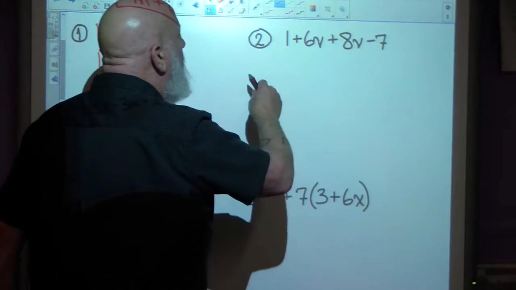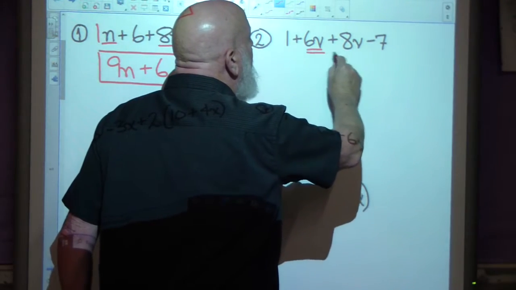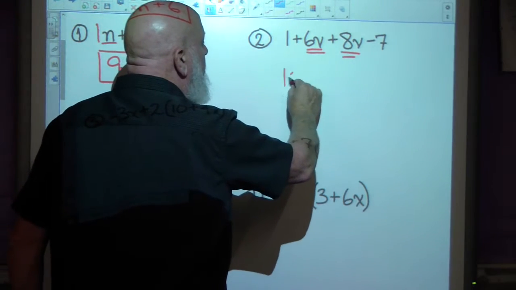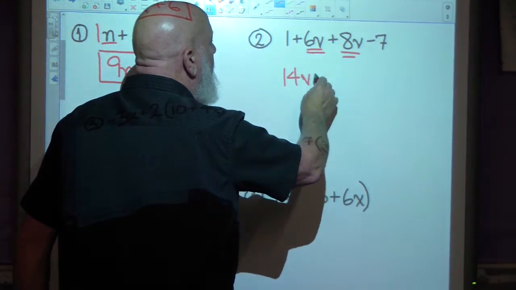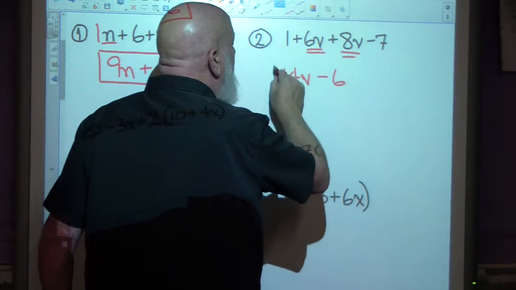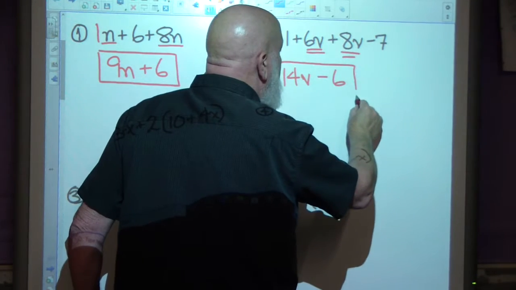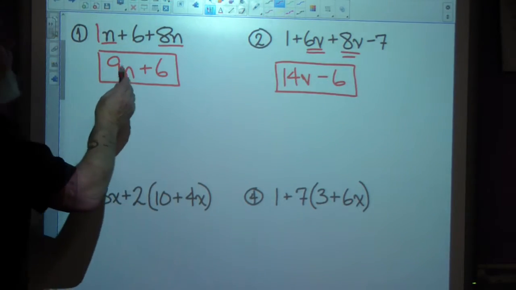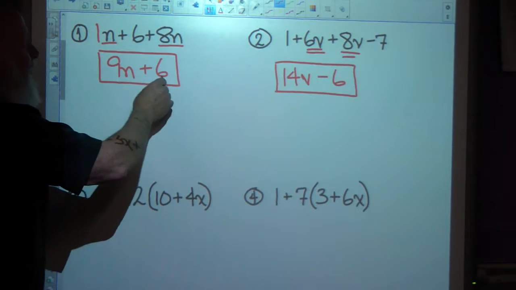Anyhow, here we go. I'm going to combine my like terms. I'll combine my variables first. That's 6v plus 8v. They're both positive. It'll be 14v. And 1 minus 7. That will be negative 6. We've combined our like terms. 14v minus 6. Yay!